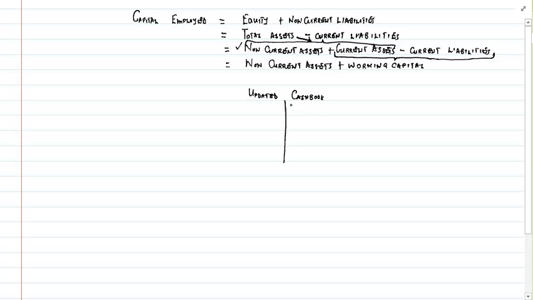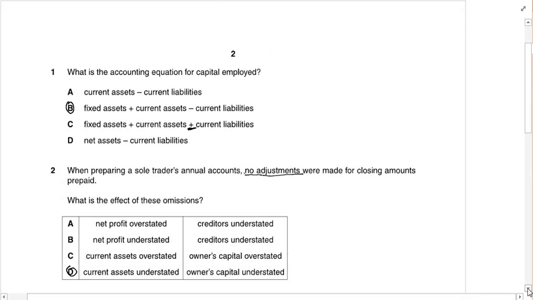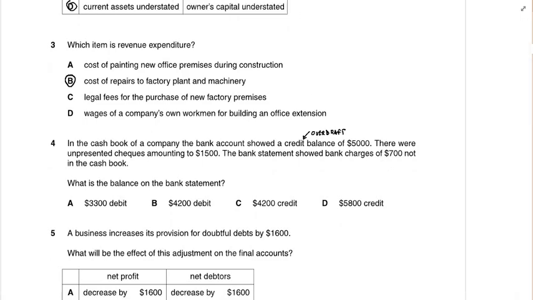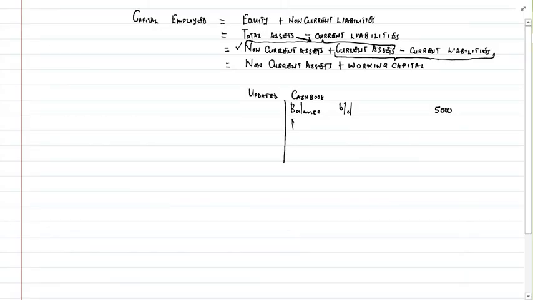Start off with the balance brought down. Like what we have noted, the balance is an overdraft, and an overdraft will have a credit balance. So balance brought down 5,000. Then from the facts of the question, we are told that there are bank charges on the bank statement which are not yet entered, and bank charges are a payment, therefore they are supposed to be entered on the credit side. So we put our bank charges 700.